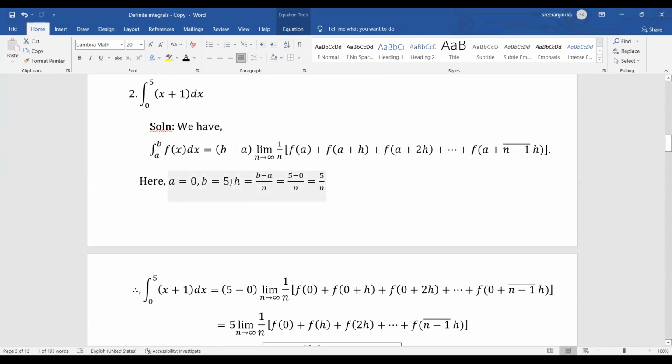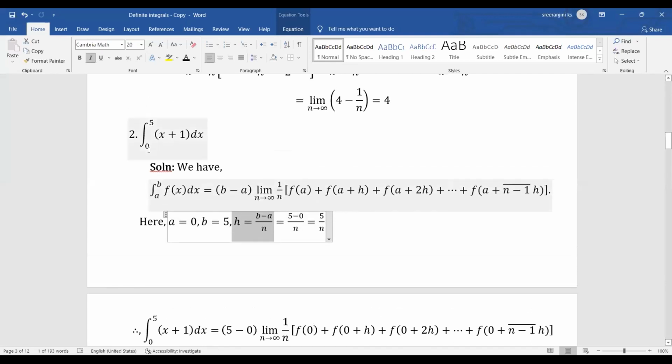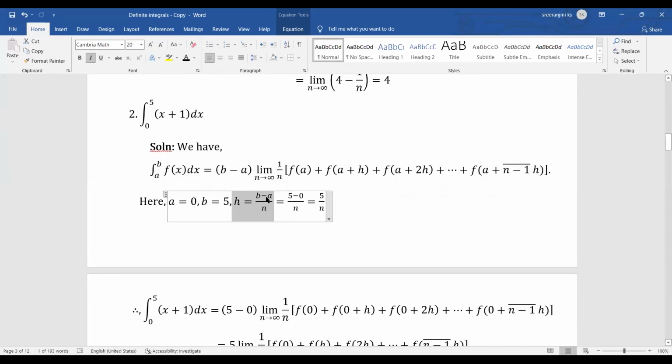The h value is in general (b minus a) by n. b is the upper limit, a is the lower limit. And here, integral a to b, a equal to 0 and b equal to 5. Therefore, h is equal to (5 minus 0) by n. Then it will be 5 by n. Clear?